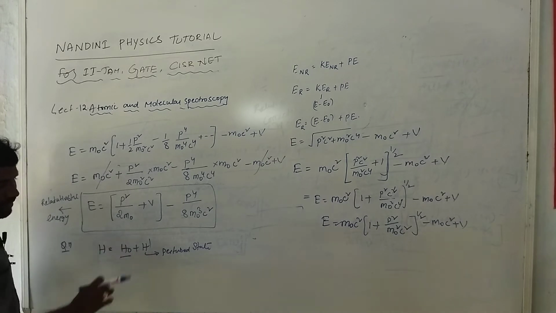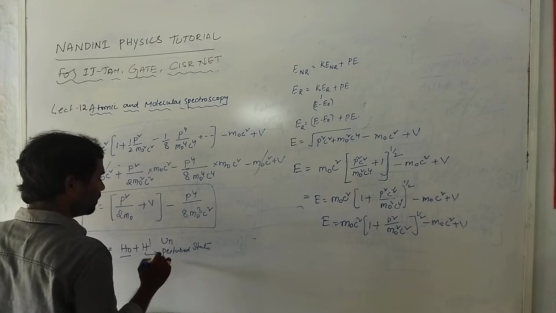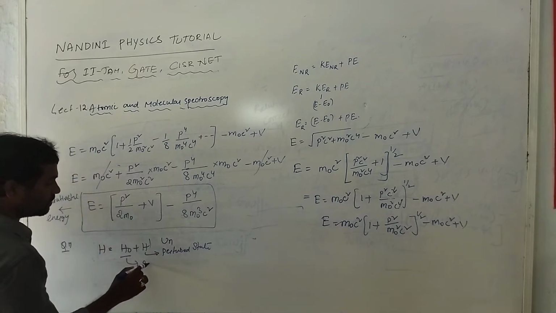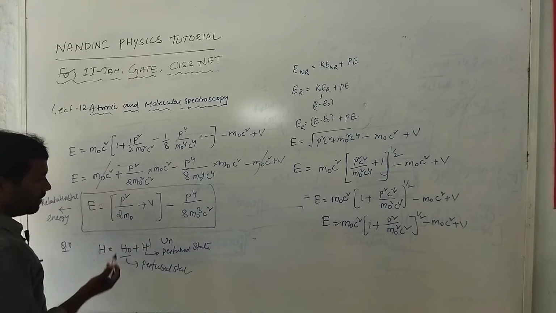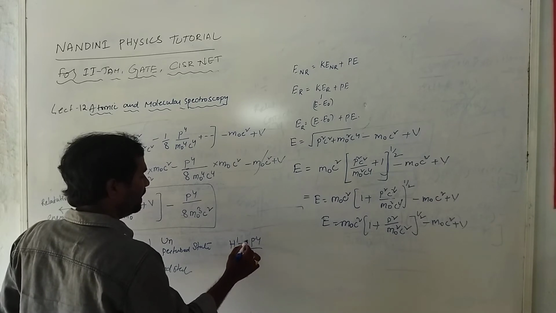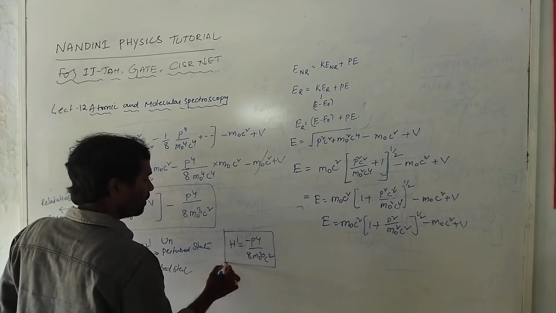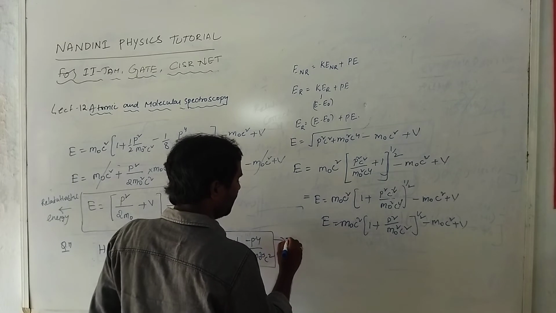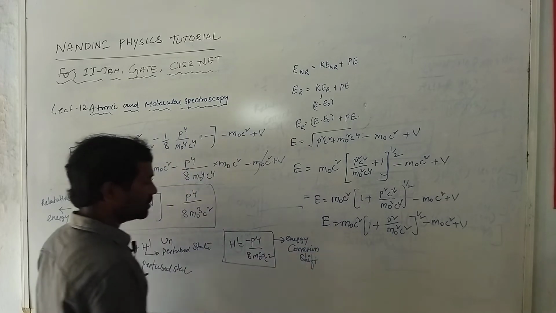So I want to find out the correction by using the unperturbed state. So this is called the unperturbed state, and this is called the perturbed state. The perturbed state is no problem, but for the unperturbed state, H dash is equal to minus p power 4 by 8 m naught cube c square. So this is called the energy correction shift.